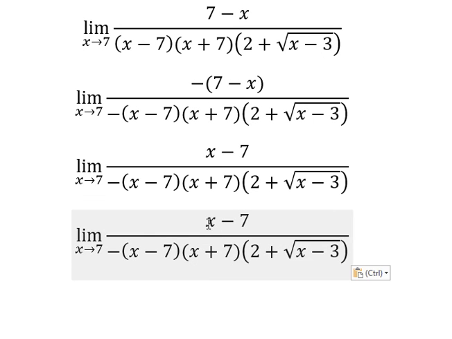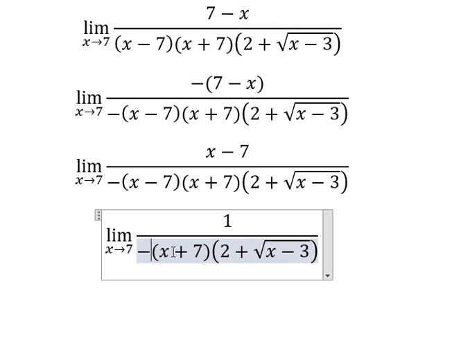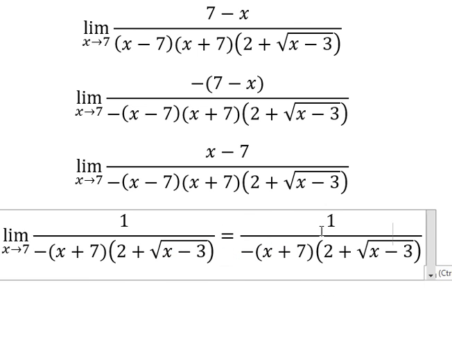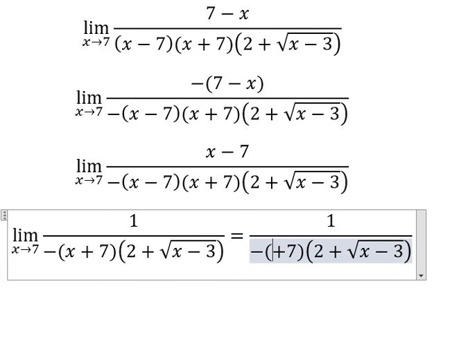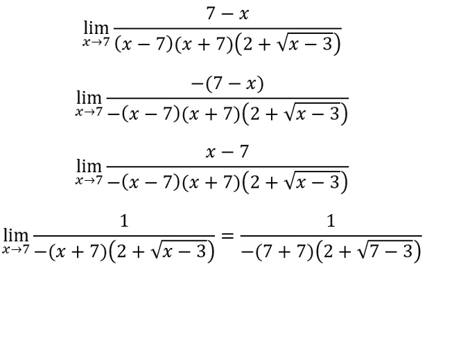And now we need to simplify. Now we can cancel number 7 here and here. And then we have the final answer. And that is about negative 1/56. This is the end.